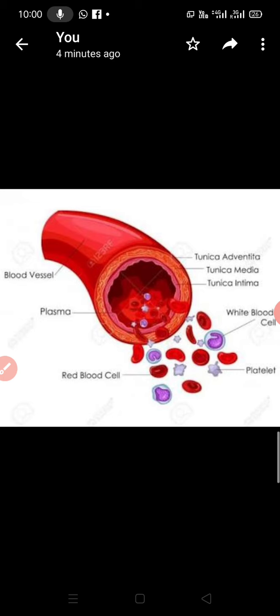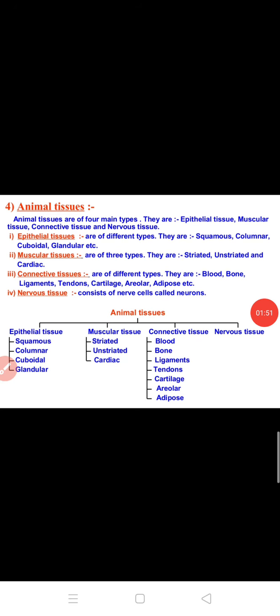On the basis of the function they perform, we can think of different types of animal tissues such as epithelial tissue, connective tissue, muscular tissues, and nervous tissues. So, let us study different types of tissues one by one. Animal tissues are of four main types: epithelial tissue, muscular tissues, connective tissues, and nervous tissues.